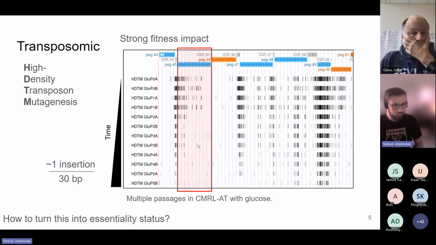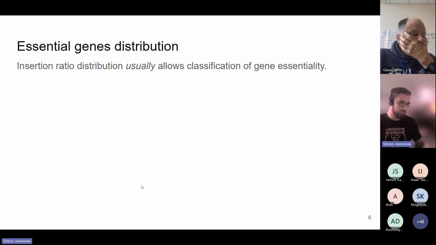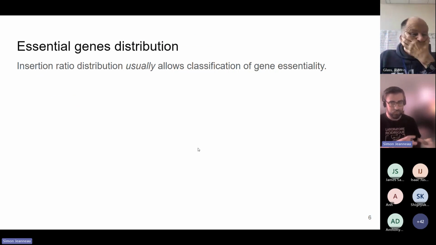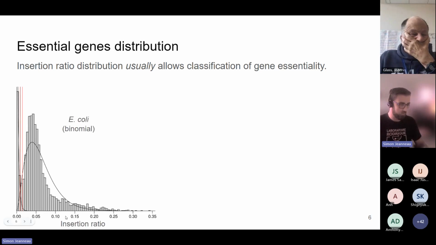So how to turn this into essentiality status? Because ultimately we want to say, can I remove the gene PEG45? And can I remove the PEG49, for instance? So usually this experiment of Tn-Seq of any kind leads to a density, a distribution of insertion, which is called insertion ratio. So when we look at the distribution of insertion ratio, we see that the genes are separated in mostly two populations.